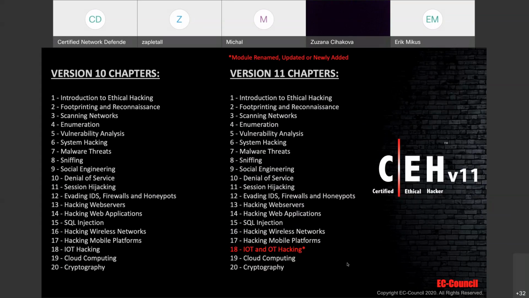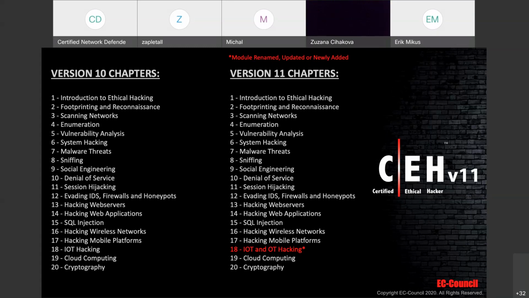So a little look at the module breakdown. We've always had comprehensive modules. The one major change in the module structure is that IoT hacking has become IoT and operational technology hacking. If you think back to some of those examples, the Colonial Pipeline, the Florida water poisoning, these attacks on critical national infrastructure are becoming more and more prominent. So operational technology has become more prevalent as these attacks have risen, and certainly something we had to include in the new update.